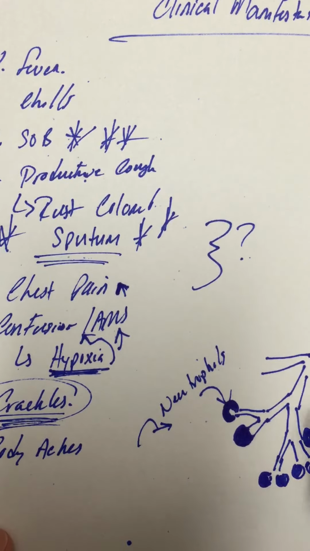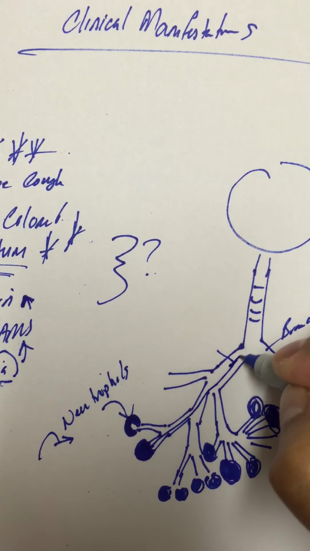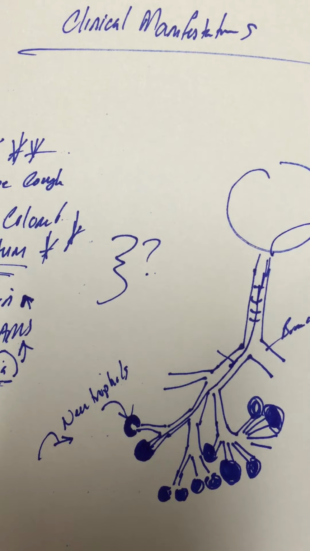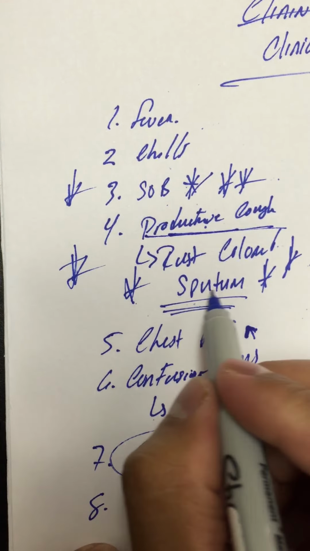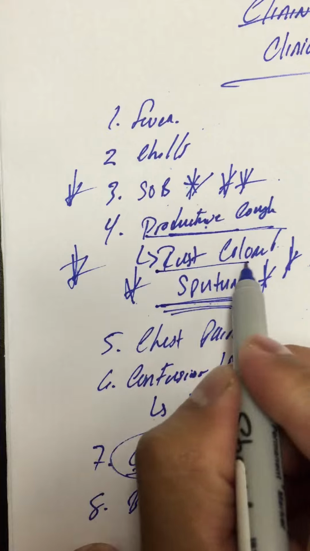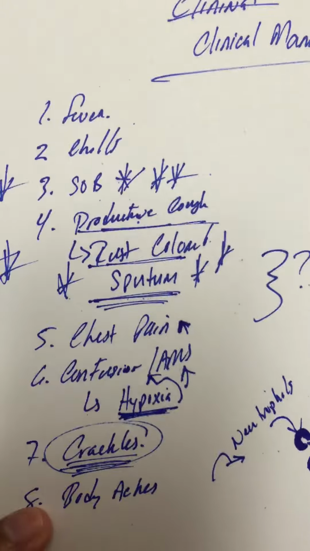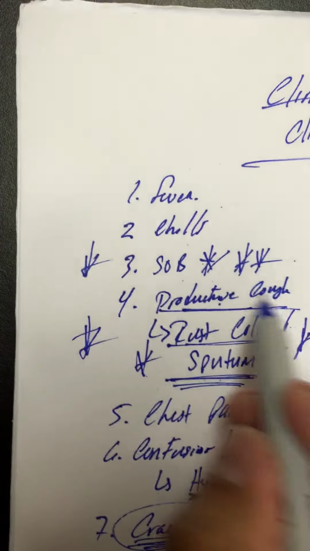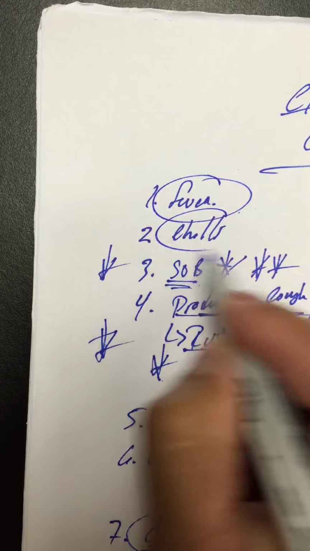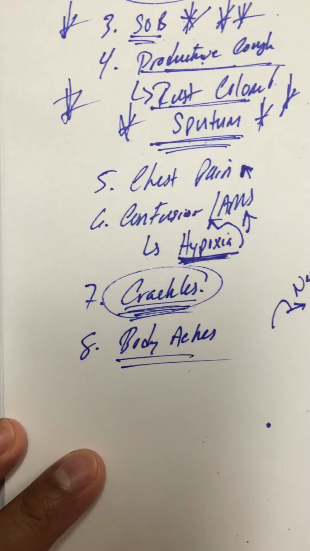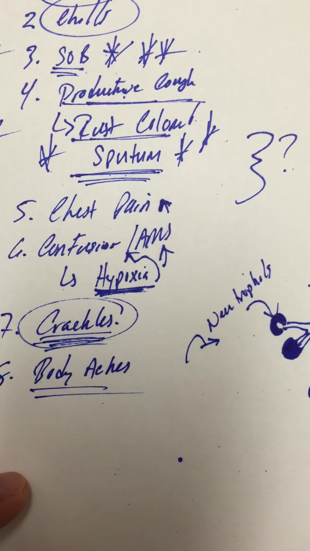Now, at some point, again, you're going to be coughing up this material. So when you cough, you're going to bring it out, spit it out. So you will have a productive cough. Infectious, so it will be rust-colored. The sputum, again, will be rust-colored. Now, again, we talked about how these will be fluid-filled. That will lead to a shortness of breath. The infection will result in fever, chills, body aches. These are very, very simple clinical manifestations, signs, and symptoms.